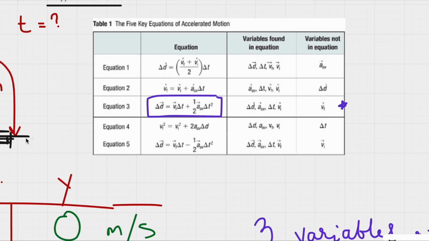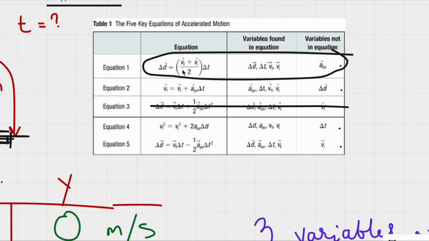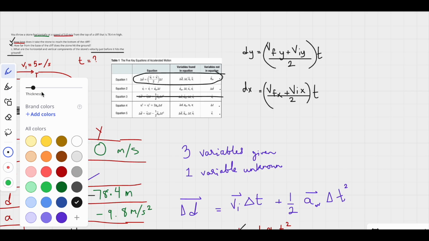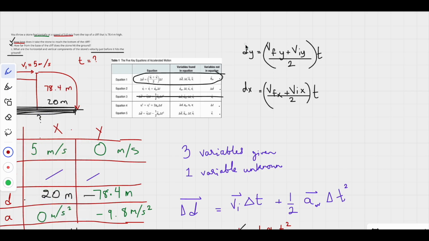So now let's go back here. We can really pick any of the equations. We just want to pick an equation that has final velocity in it. So not this one. Let's use this one, and we'll use the x and the y direction both. So we have dy and dx. Because these equations will not put the x and y for you, you have to split it up yourself. And now we just plug the numbers in. We know the distance in the x direction was 20, and this was negative 78.4. We know that the time was 4, and v1y was 0, v1x was 5.